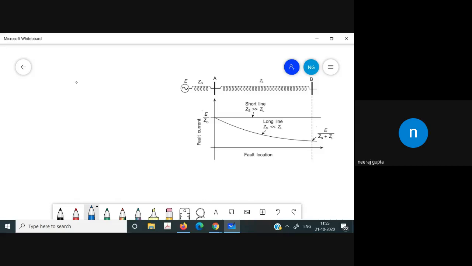Okay. So first we have to discuss the choice between the DTOC and IDMT relays. We discussed them in the last lecture. So in this lecture, we will see the choice between the DTOC and the IDMT relays.